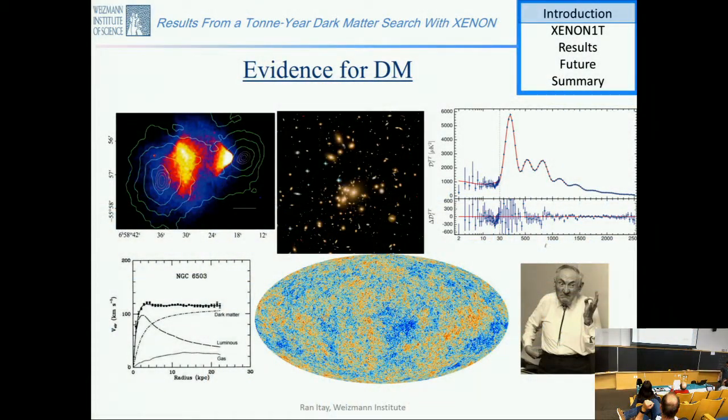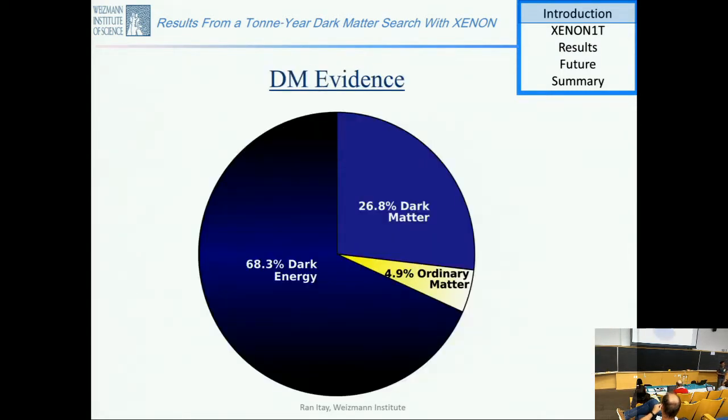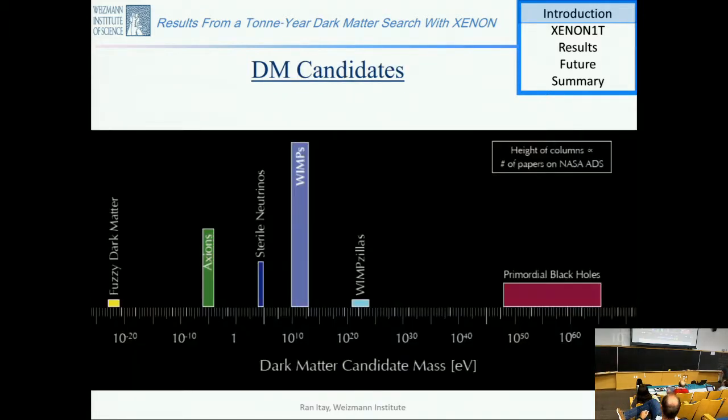So ever since the 1930s, when Fritz Zwicky first coined the term dark matter, a large body of evidence has been accumulated, suggesting that there is more matter in the universe than what we can see. This evidence comes in various scales, from single galaxies to clusters of galaxies, and even in cosmological scales. And we believe now that roughly 27%, this is from Planck collaboration, of the matter energy content of the universe is in this form of dark matter. The problem is that we don't know what is the nature of this dark matter.